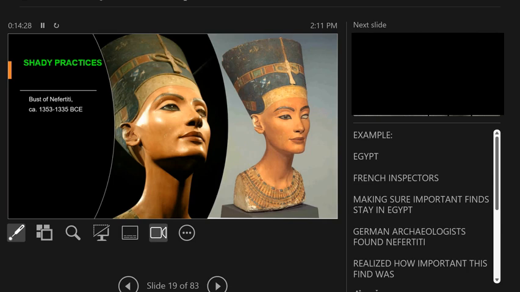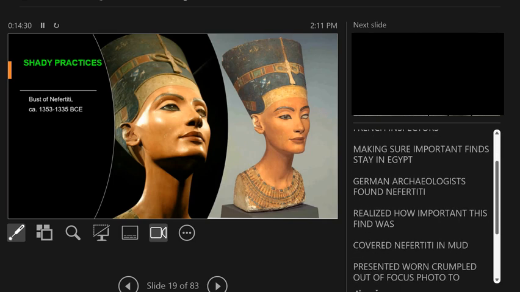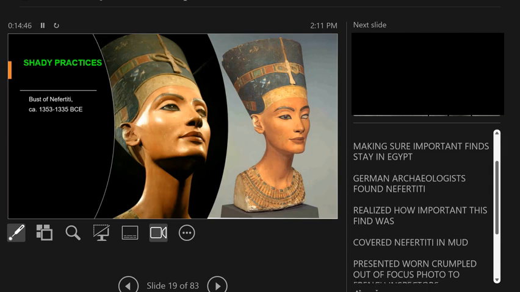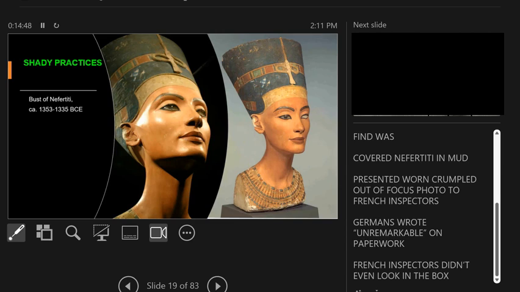So to make it look unimportant, they covered this in dirt, and they took some low quality photographs of this, and then they wadded up the photos and kind of folded them up so that the photos didn't look valuable. And then for the description of this, they wrote "unremarkable" on the paperwork. And so that fooled the French inspectors, and they were able to get this out of Africa and into the museum. So those are the kind of shady practices that archaeologists use to plunder Africa.